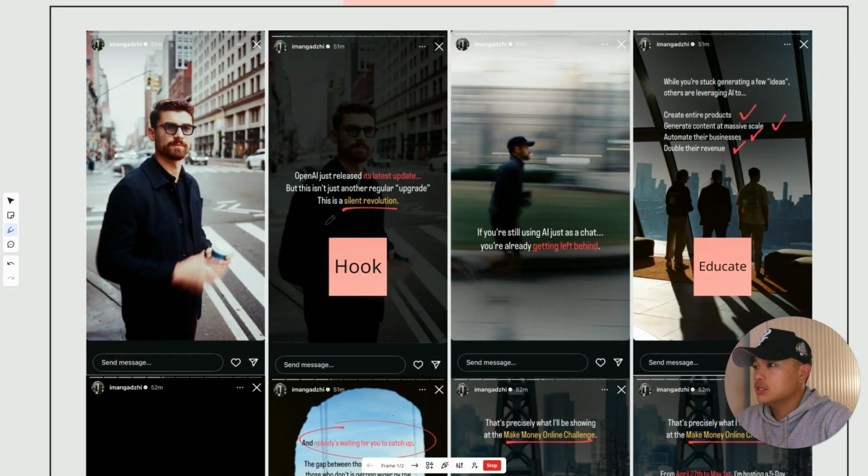So OpenAI just released, let me change my marker here.